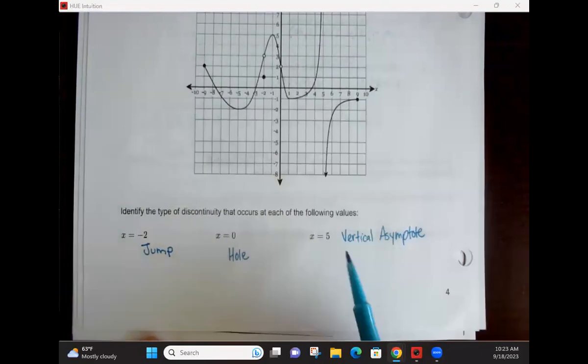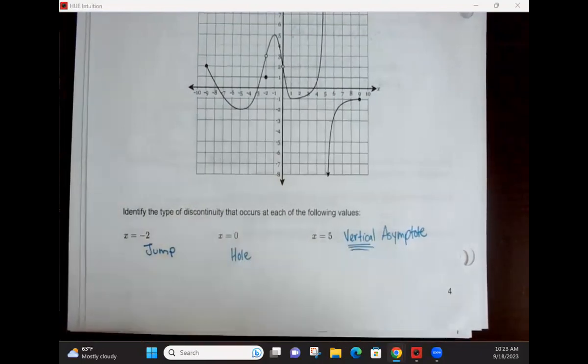We need to make sure we include vertical because there are other types of asymptotes, but those types of asymptotes wouldn't necessarily impact our domain. Vertical asymptotes absolutely impact the domain because it's an x value where your function is undefined. So you do need to include the word vertical there.